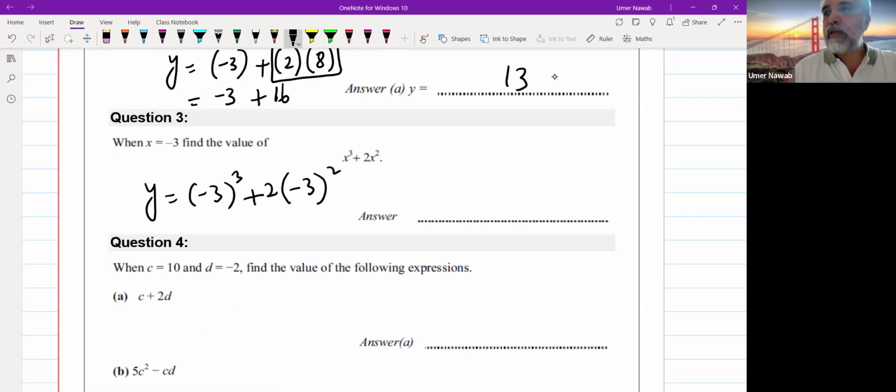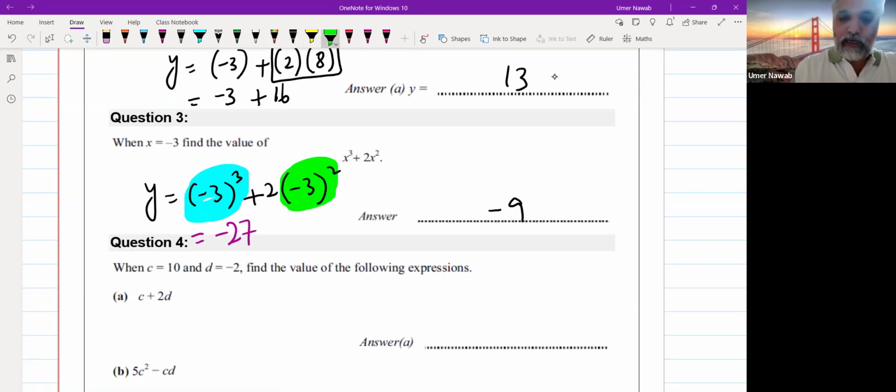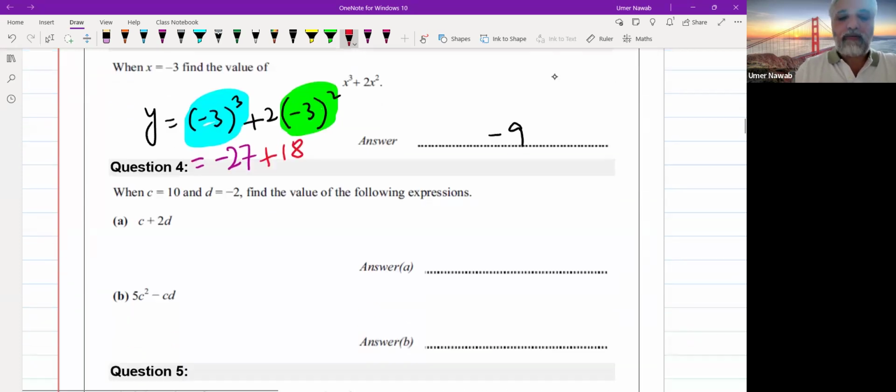square. When I write it in my calculator, I'm going to get my answer -9. One thing has to be noted here, whenever you have a cube, the minus sign will stay. So it gives you -27. But if you have an even power on negative base, that base will turn into a positive base. So 2 times 9 is going to give you 18. Got it? And -27 plus 18 is going to give you -9.